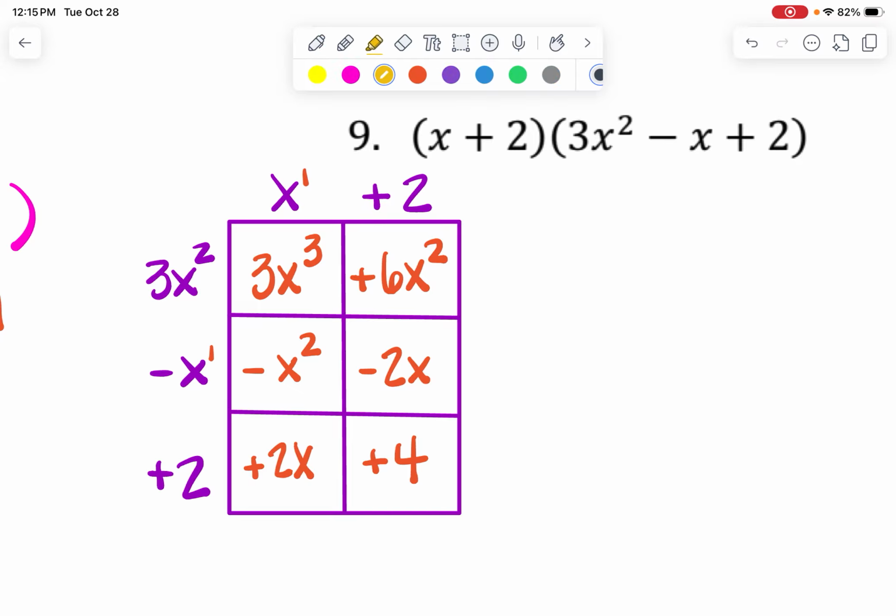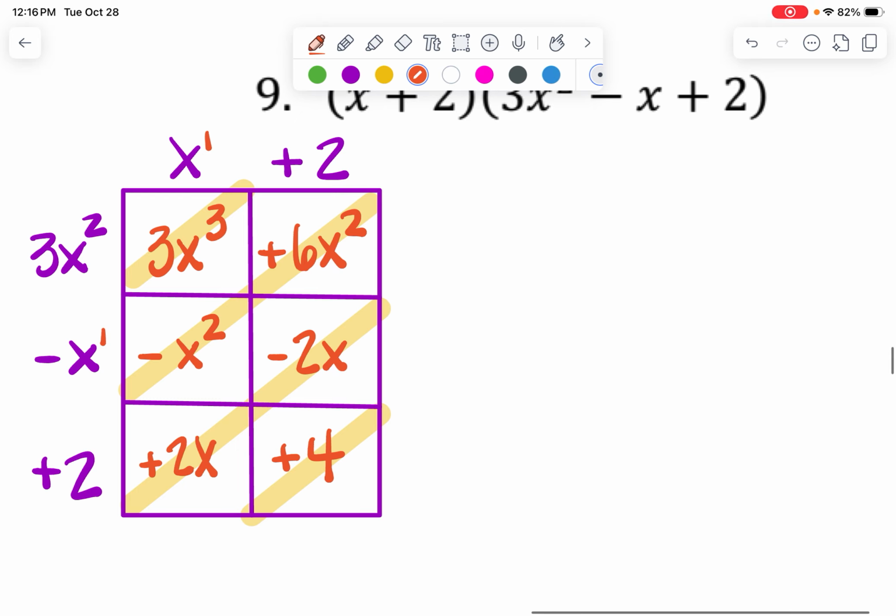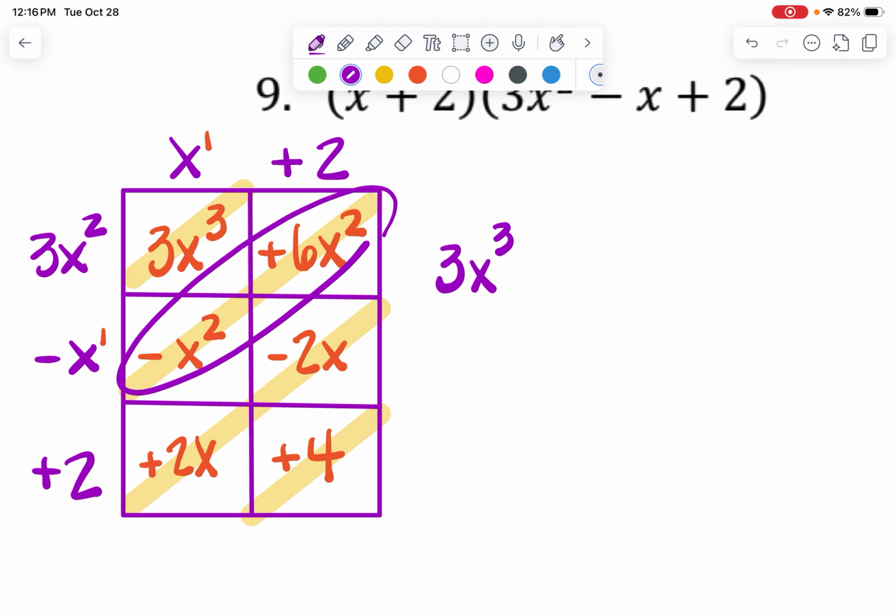All right, now I hope you notice something really cool is happening. Do you guys notice how my like terms are still on the diagonal? Again, notice I don't have any other cubes because he's his own little diagonal, and I don't have any other constants because he's his own little personal diagonal. But I do have 2 x squared terms and 2 x terms, and I'm going to be able to combine those. So when I clean up all this mess, I have 3x cubed. Then I'm going to add my x squareds together. Negative 1 plus 6 is going to give me positive 5x squared.